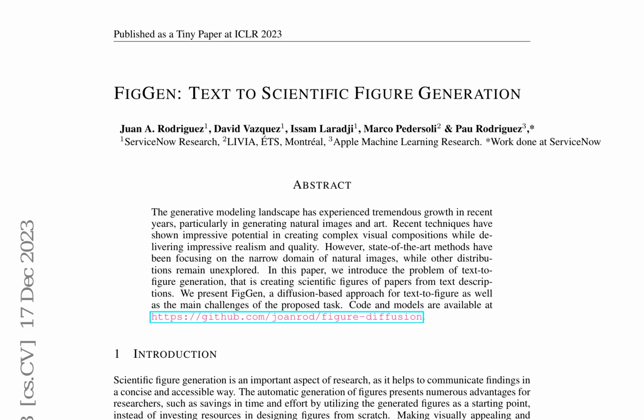The paper introduces the task of text-to-figure generation, focusing on creating scientific figures from text descriptions. It proposes FigGen, a diffusion-based approach to tackle this problem. Scientific figure generation is crucial in research, as it facilitates communication of findings in a concise and accessible manner. Automating figure generation can save time and effort for researchers, while also making diagrams more accessible to a broader audience.